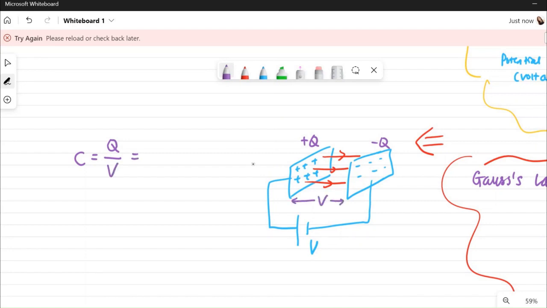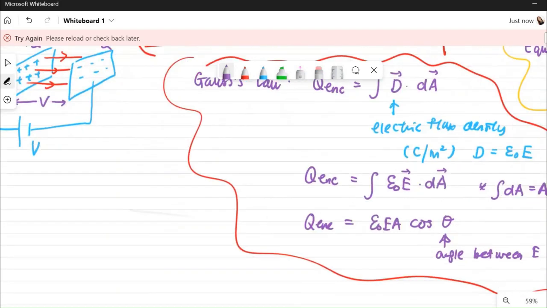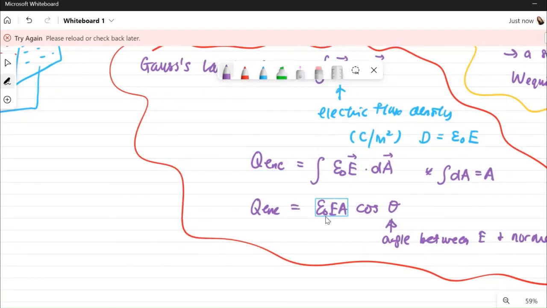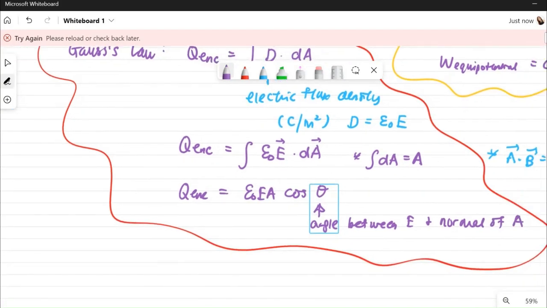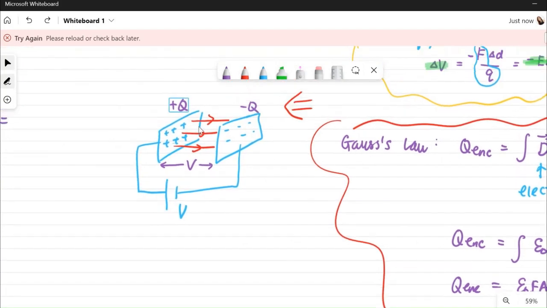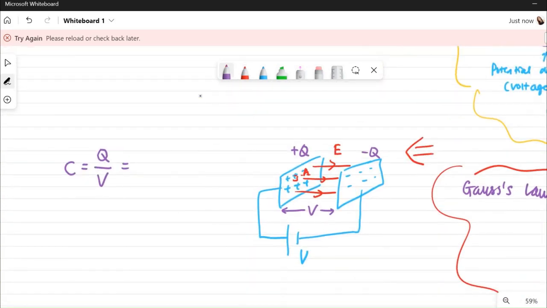Okay? So according to Gauss's law, the total charge enclosed is equal to epsilon naught EA cos theta. If you apply Gauss's law on the capacitor, the angle between E and the normal of A, the area of the plate, is 0, because E is parallel to the normal of the plate. This is the normal of the plate, right? Therefore, I will get Q as epsilon naught EA, because cos 0 is equal to 1, divided by V.